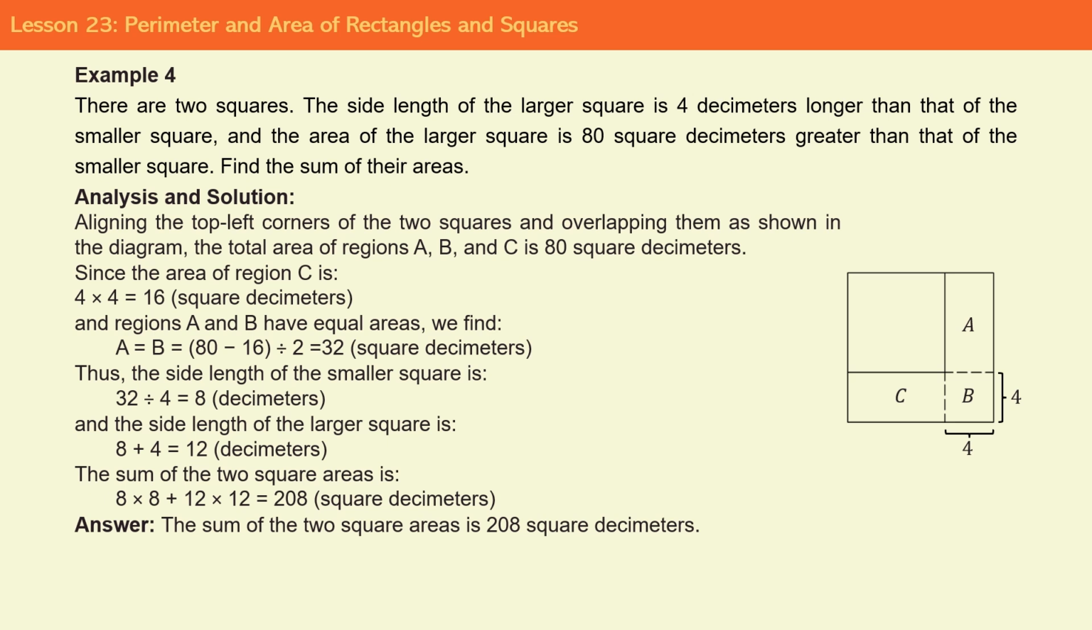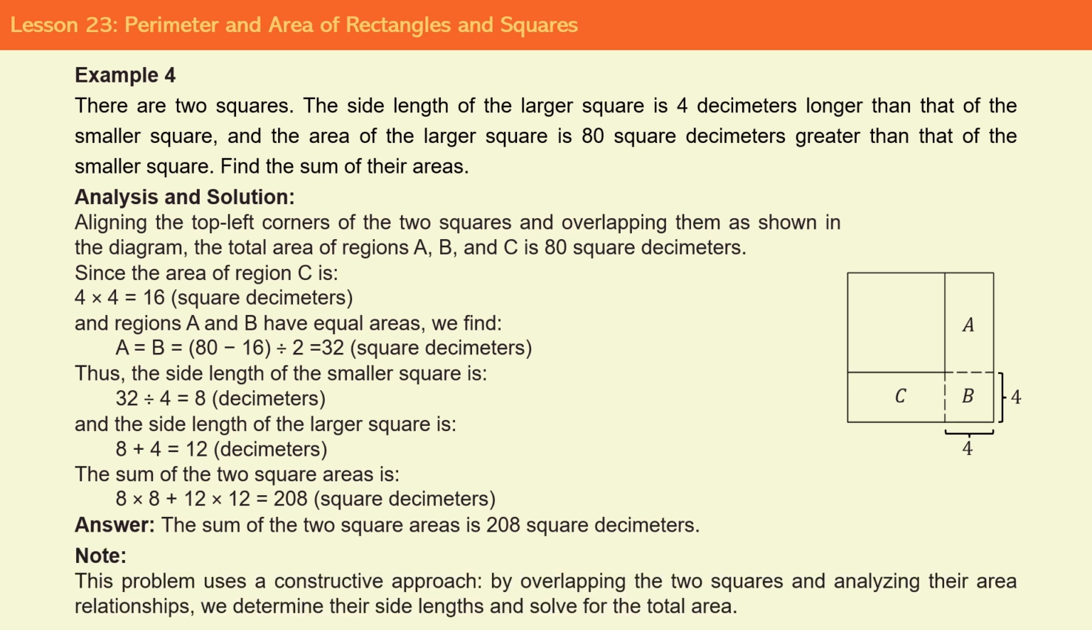Since the area of region C is 4 times 4 equals 16 square decimeters, and regions A and B have equal areas, we find A equals B equals 32 square decimeters. Thus, the side length of the smaller square is 8 decimeters, and the side length of the larger square is 12 decimeters. Then, we find the sum of the two square areas. The answer is the sum of the two square areas is 208 square decimeters. This problem uses a constructive approach. By overlapping the two squares and analyzing their area relationships, we determine their side lengths and solve for the total area.